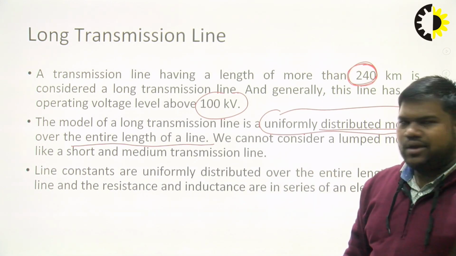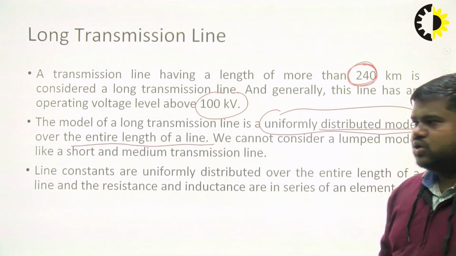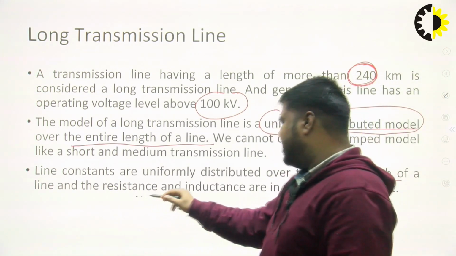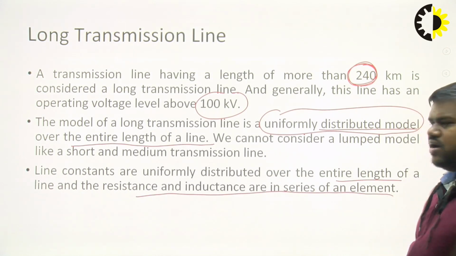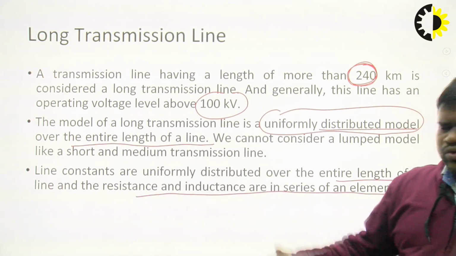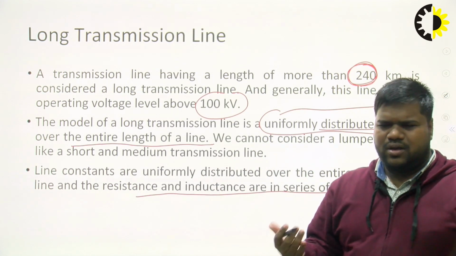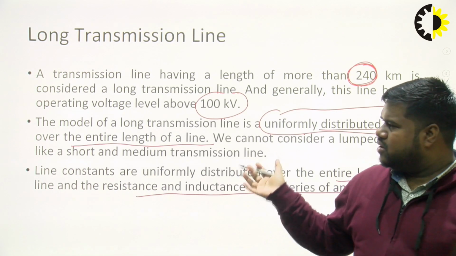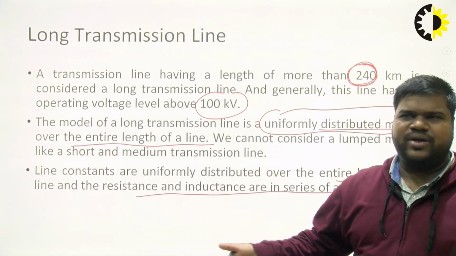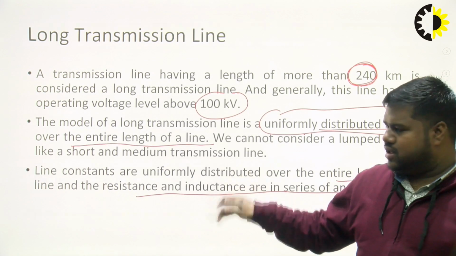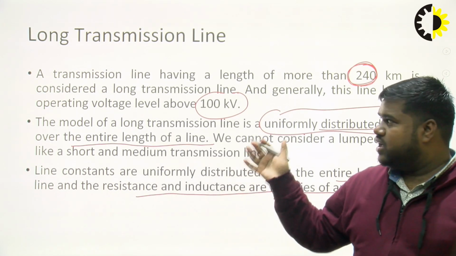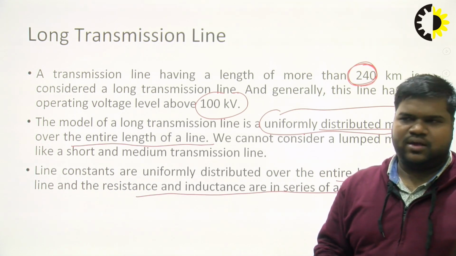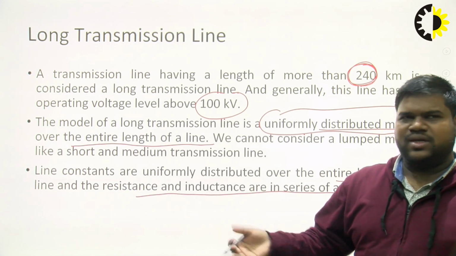Line constants are uniformly distributed over the entire length of a line, and the resistance and inductance are in series of an element. So we will see the circuit diagram, phasor diagram, and the derivation of the short, medium, and the long transmission line. Here I will discuss in the lecture series. I will show you the short transmission line, phasor diagram, circuit diagram, and the derivation.